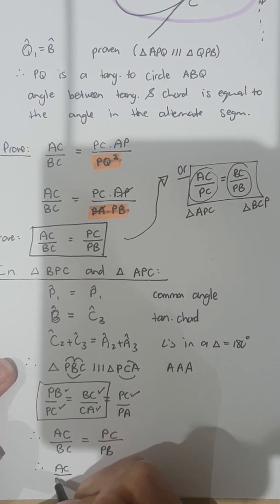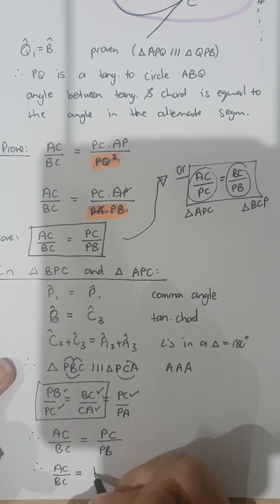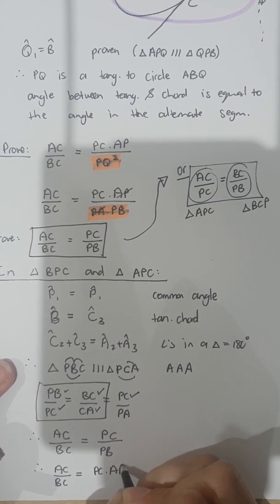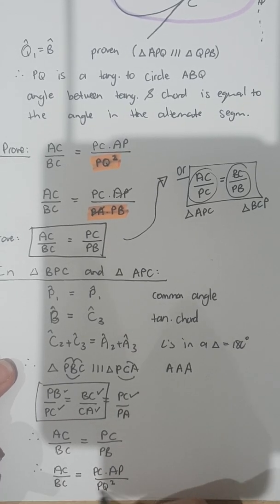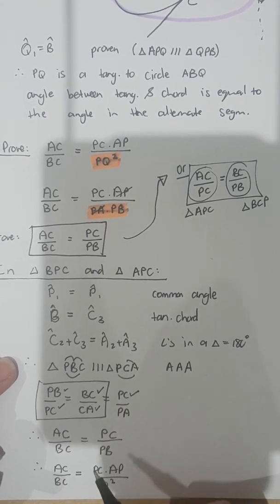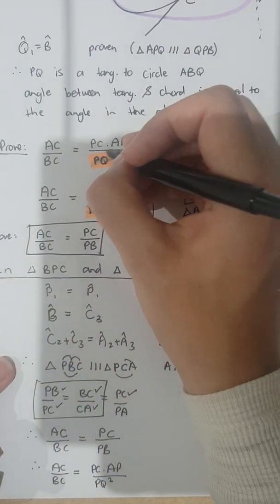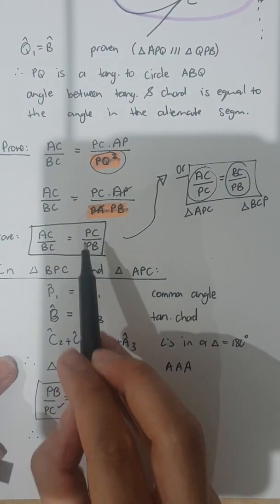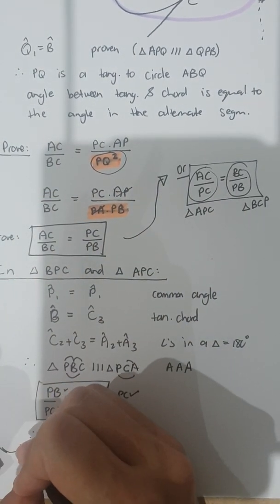Therefore, AC over BC is equal to, and the question was, BC times AP over PQ squared. I have substituted in PQ squared there. So I have explained everything there. I've substituted PQ in there. So this is what I had to prove, and I did just exactly that.